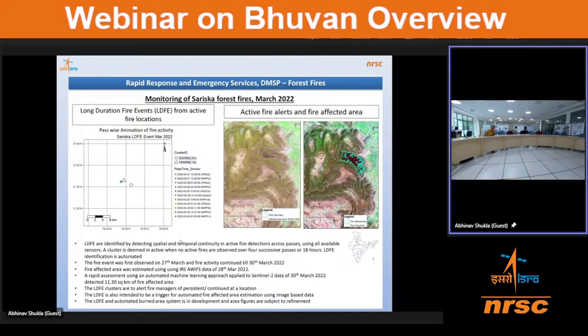This is one important application. This tells you basically about the monitoring of the Sariska forest fire that happened in March 2022. All this information was passed on to the concerned forest fire department people and the Ministry of Environment and Forest to assess the kind of burnt area that was prevalent there. And this also tells you the direction in which the forest fire is propagating, for effective forest fire management planning by the concerned agencies.